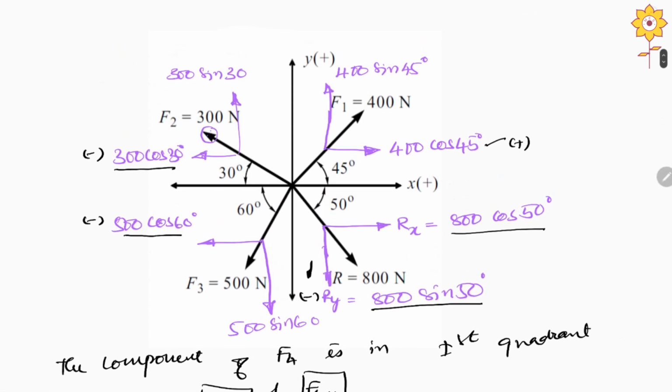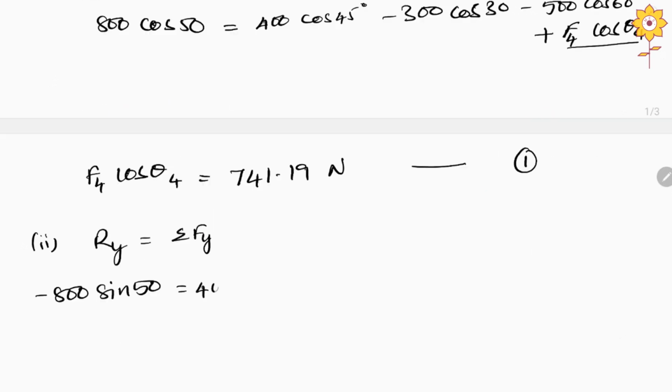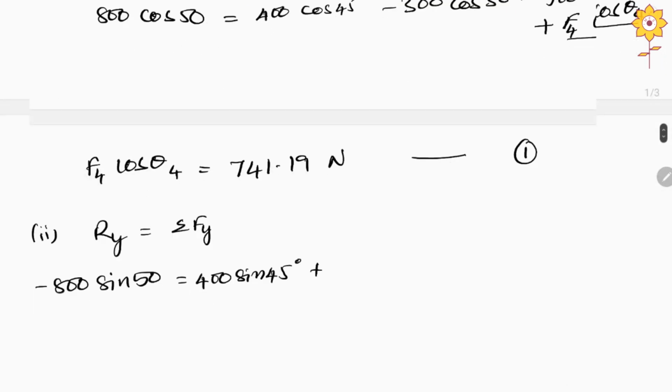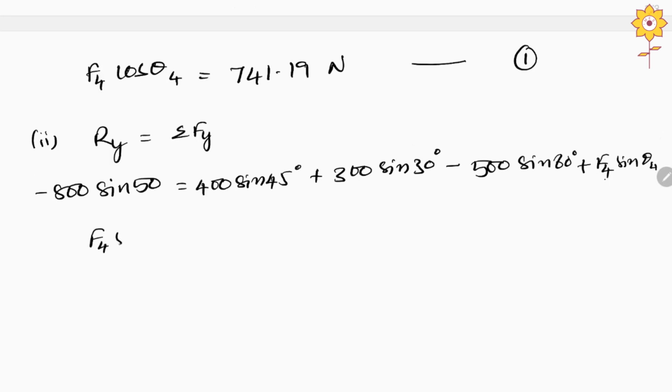So now this one, 400 sin 45, is acting upward, so it will be positive. Again this 300 sin 30 is also acting upward, so it is also positive. This one is acting downward, so this will be negative. Okay, so now we can frame the equation: minus 800 sin 50 equals 400 sin 45 degree plus 300 sin 30 minus 500 sin 60. Now we have to add one more component, that is the f4 component, plus f4 sin theta 4. This is nothing but f4y, the component of f4. And now again we can calculate f4 sin theta 4 for this.